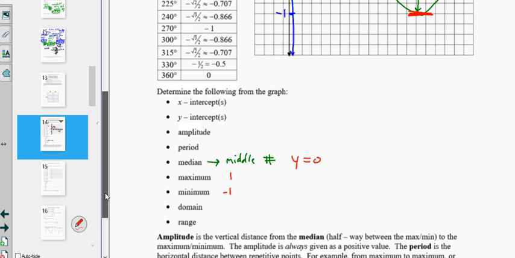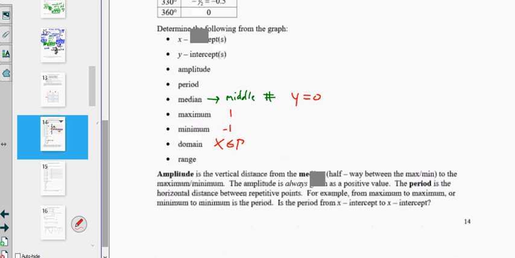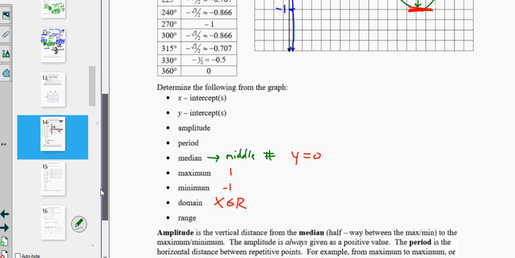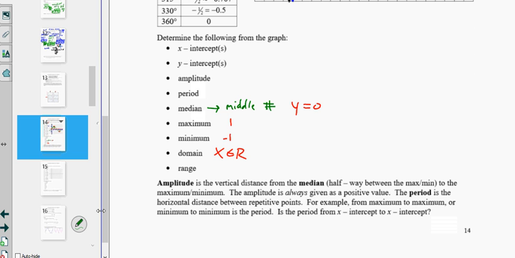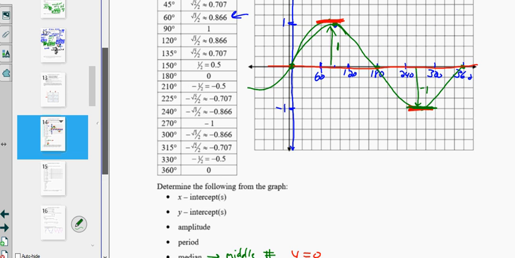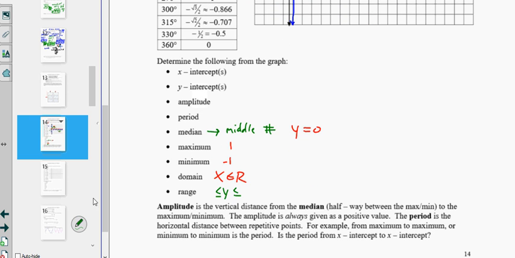Okay, domain and range. Well, the domain of this thing is just going to be x is a member of the real numbers. This goes on forever. I probably should have drawn it this way more. I just started at 0, but it would go the other direction as well. This thing would go on forever in either direction. And then the range is going to be, well, y is going to be greater than or equal to something and less than or equal to something. Well, it's got to be greater than or equal to the bottom number, -1. And it's got to be less than or equal to 1. That's as high as it ever goes.